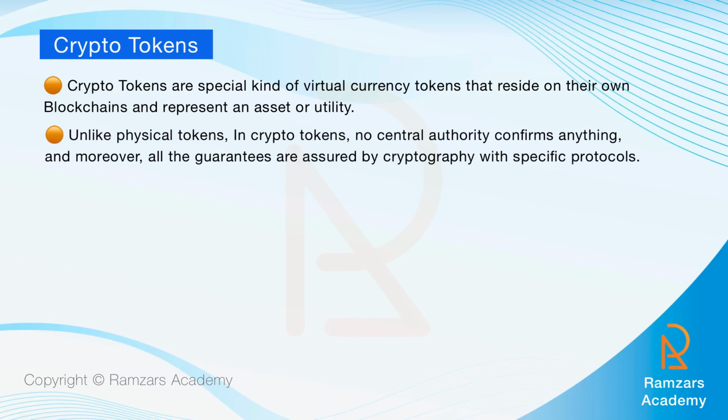Unlike physical tokens, in crypto tokens, no central authority confirms anything, and moreover, all the guarantees are assured by cryptography with specific protocols. Unlike physical tokens, where the company decides when tokens are created or destroyed, with the help of crypto tokens, one can set the rules and define the crypto behavior while programming the token.